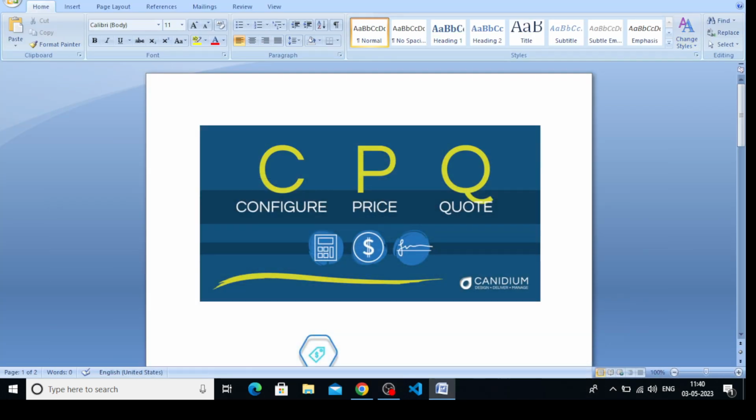Hi everyone. Today we are going to start Salesforce CPQ. So what is CPQ? CPQ stands for configuration, price and quotation. What exactly does it mean, and what is the functionality of this CPQ?